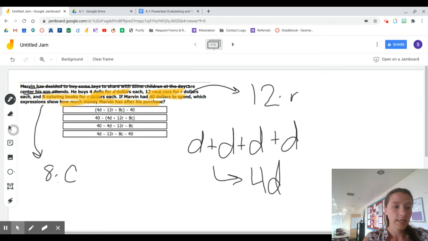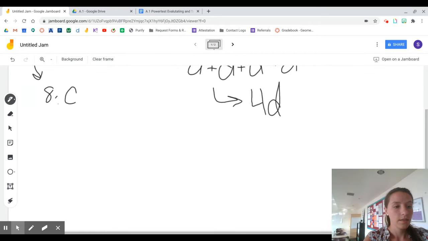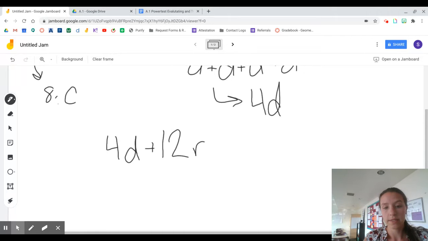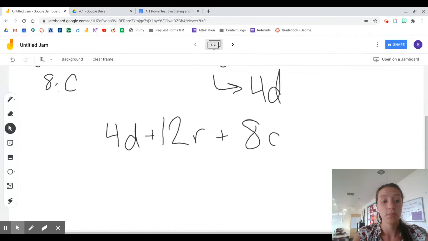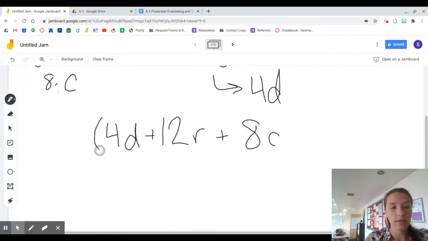So how much is he spending in total? He's spending the 4 dolls times the cost of the dolls plus the 12 race cars times the cost of the race cars plus the 8 coloring books times the cost of the coloring books. So what's my question? Let's go back. It says he had $40 to spend. How much did he have after his purchase? Okay, so what I found so far is the purchase. I'm going to put that in parentheses to know that this is a whole thing in and of itself.